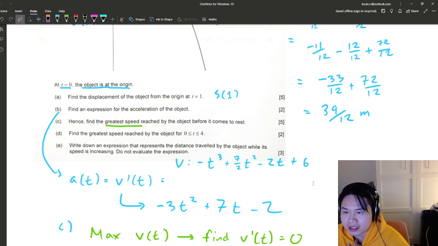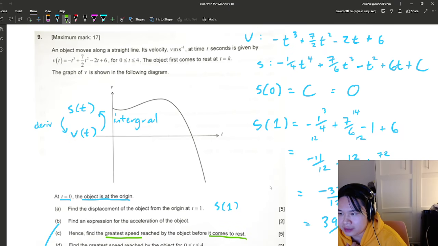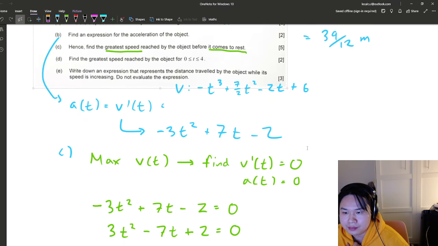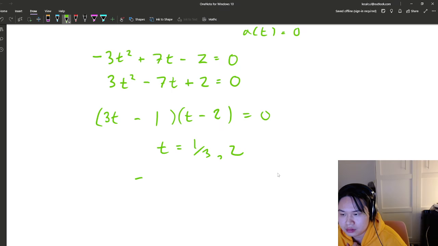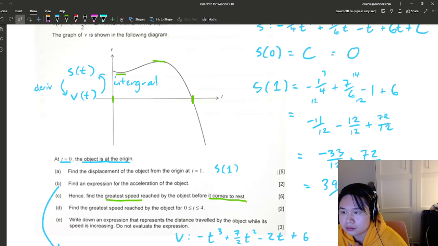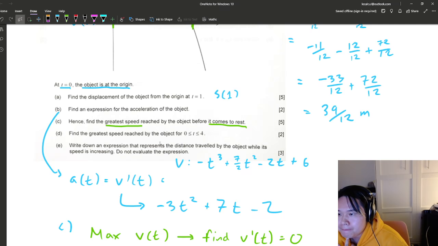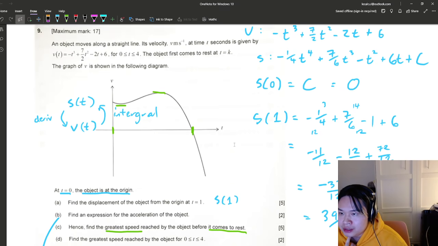Oh wait, I do not need it. Okay, so before it comes to rest, I need to find out the maximum from here to when it stops, which means the velocity is 0 here. So as you can see, there's 2 places where your derivative is 0, and then obviously the fastest one is the larger value of t, which is in this case 2. So t is 2. Okay. However, we want to find the greatest speed reached by the object from 0 to 4.